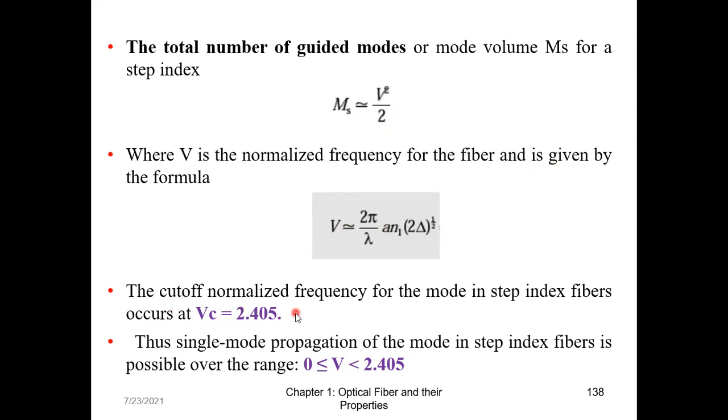The cutoff normalized frequency for a mode in a step index fiber, please also write down this value. I need a cutoff normalized frequency, which I'll call Vc. C is for cutoff, and it is given by 2.405. So this is the cutoff normalized frequency. You should know this figure.